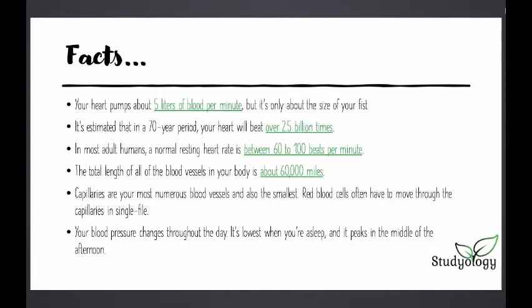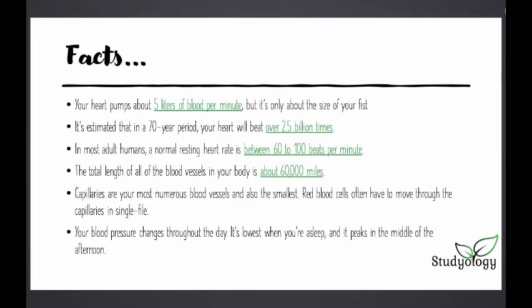It is estimated that in a 70-year period, your heart will beat over 2.5 billion times. So, from when you're born till 70 years of age, your heart beats over 2.5 billion times. Just imagine how complex and interesting that is.